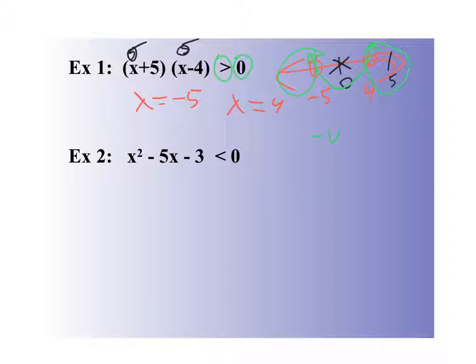So -infinity to -5. And you could do all that work and screw it up right there. What did I just do wrong? You put a bracket. I put a bracket. Why should I not put a bracket? Because it's not or equal to. If this had said an or equal to right there, then you would need a bracket, but I don't. So it's a parentheses. Union with 4 to infinity. There you go.